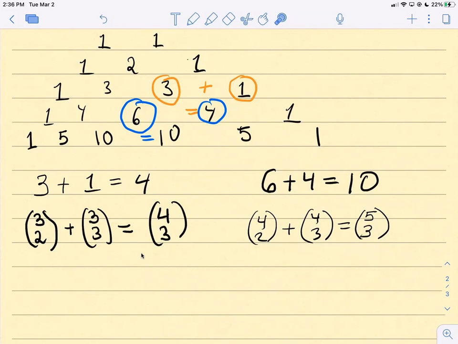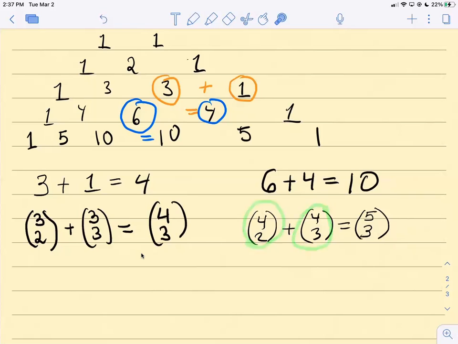All we're doing is observing the pattern that it seems to work, 6 plus 4 equals 10. And instead of writing 6 and 4 and 10, I'm just writing them as combinations. Any questions up to this point? Yeah, Diana, can you clarify which numbers you're referring to? Okay, these guys, the 4 choose 2 and the 4 choose 3?